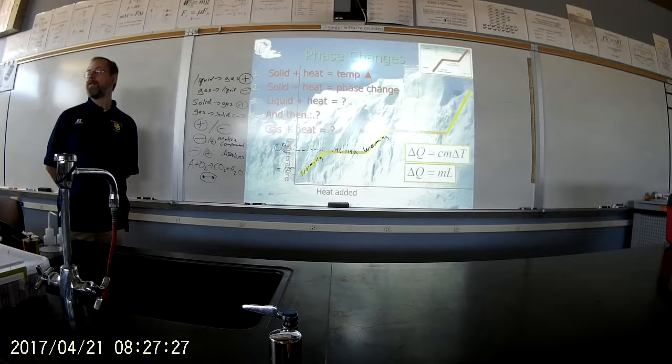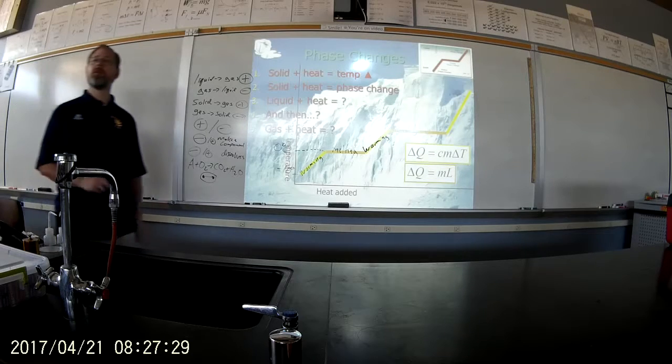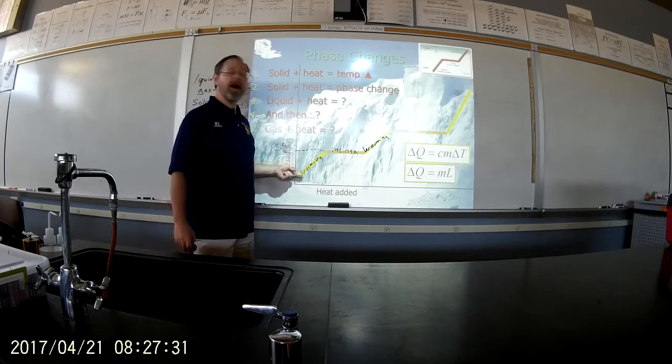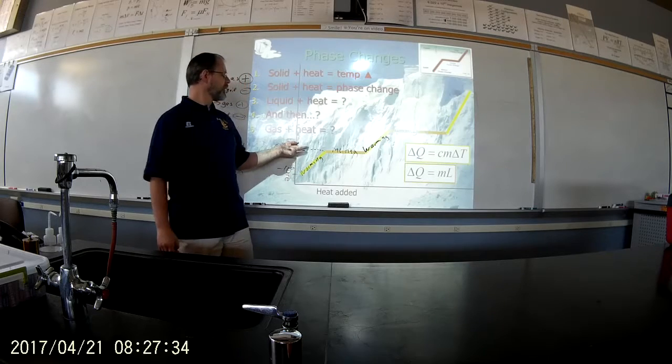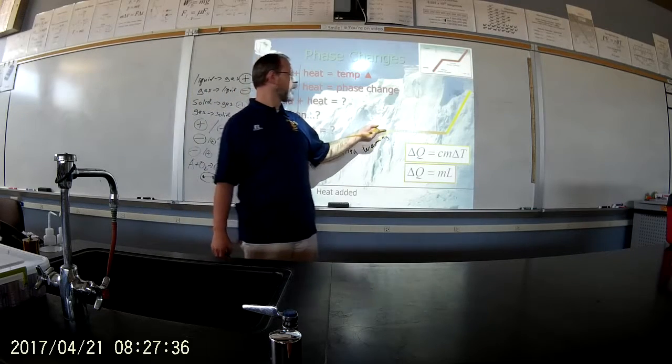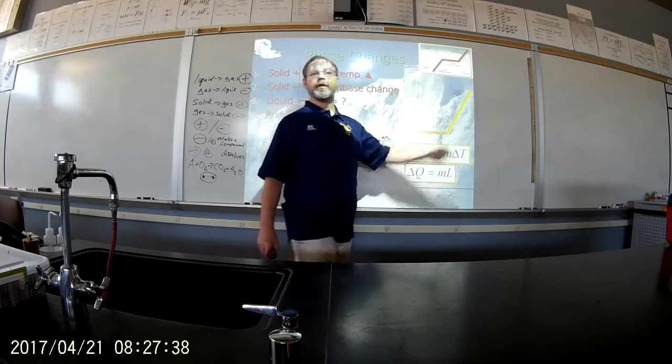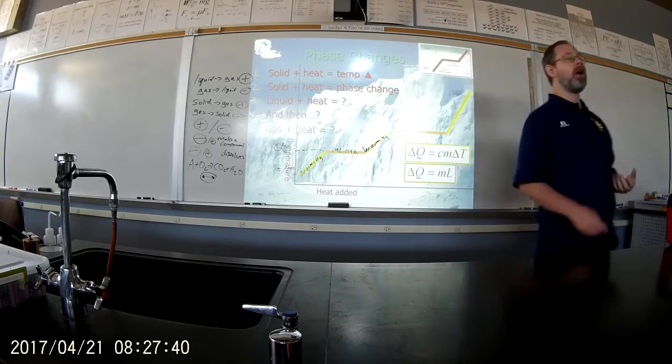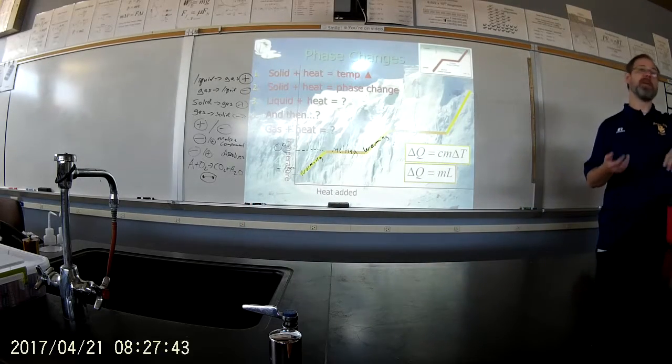So that's called a heating curve. That's the heating curve for water. The ice first has to get to 0 degrees, then it melts, then it has to get to 100 degrees, then it boils. And during phase changes, all the heat that goes in goes to the phase change.